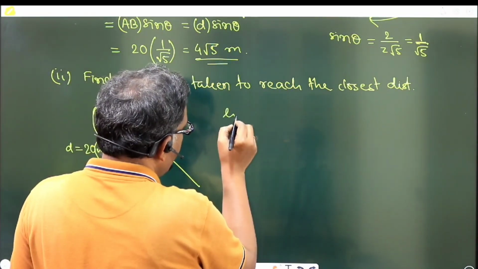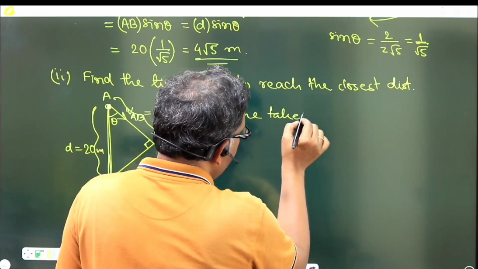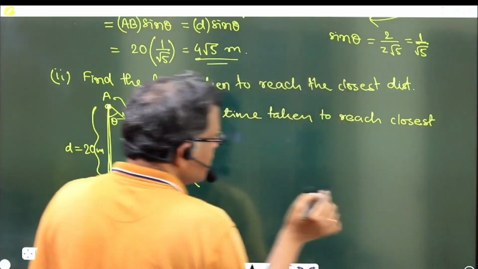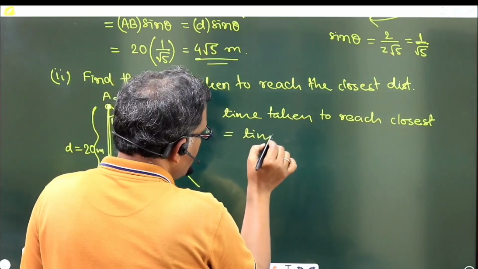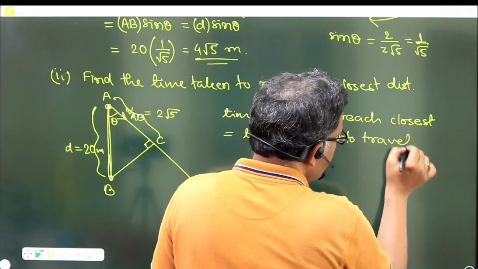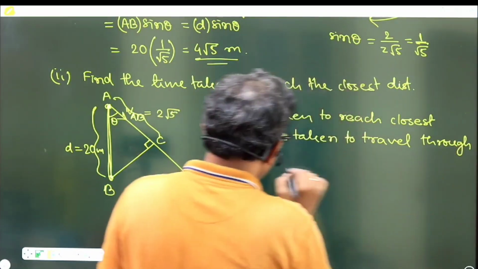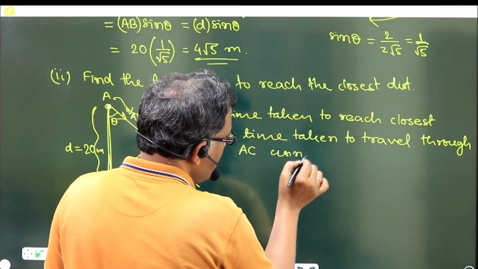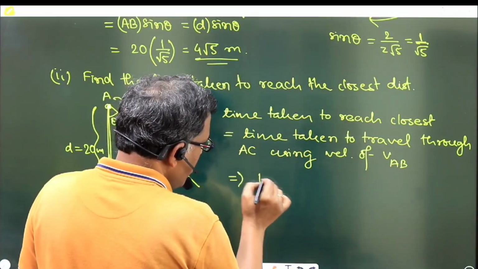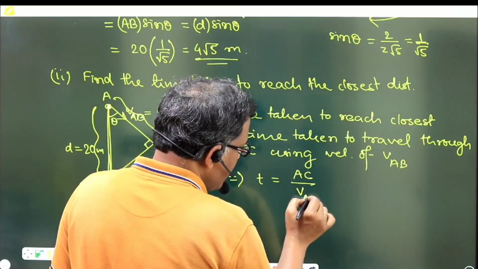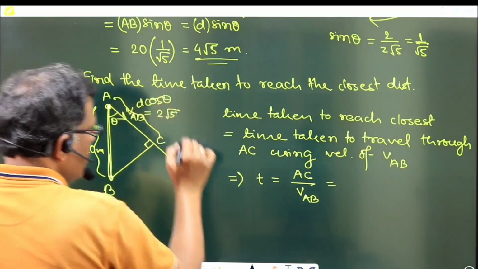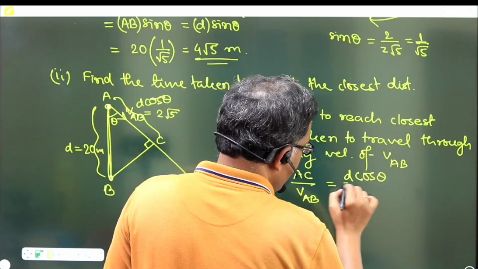That means we can write down the time taken to reach closest will be equal to the time taken to travel through AC using the velocity VAB, right? So this required time calculation will be displacement AC by velocity along that path, which is V relative. AC, according to this geometry, will be d cos theta, right? So AC lengthwise will be d cos theta, divided by VAB.